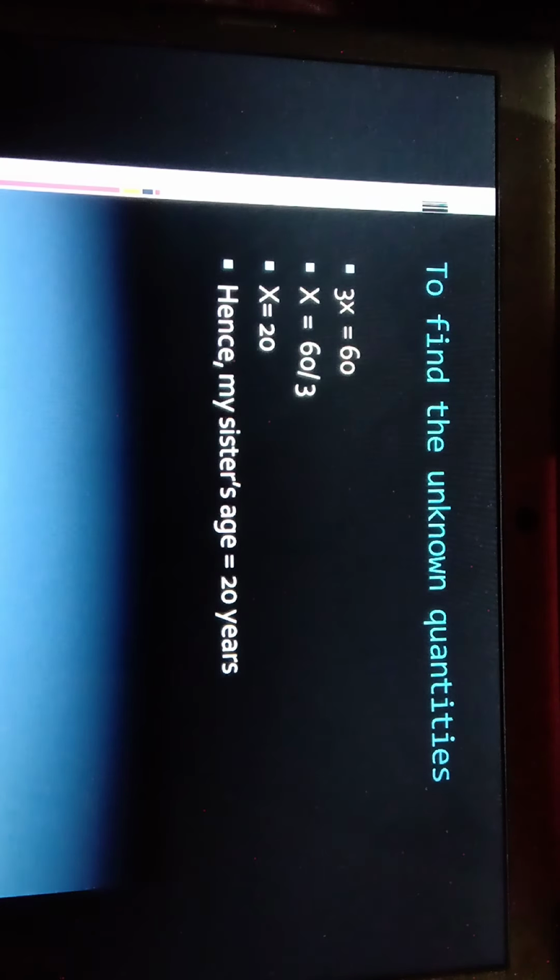In the third case, 3 times my sister's age is equal to 60. So here 3 is getting multiplied by x. When it goes to the right hand side, the multiplication changes to division and x comes out to be 20. Hence, the original age of my sister is 20 years.